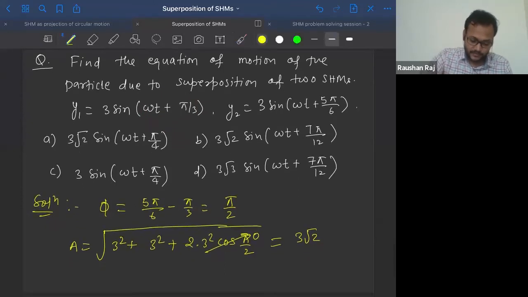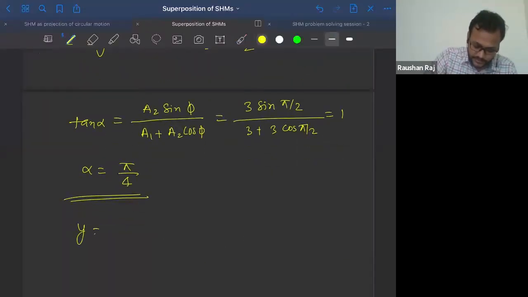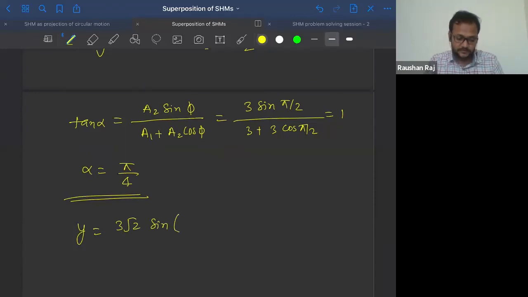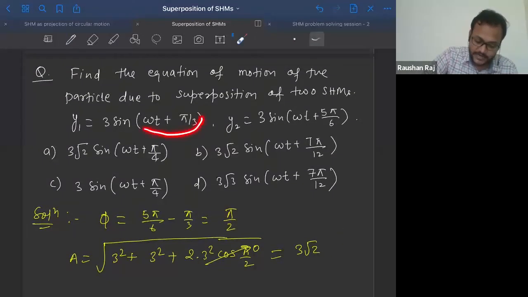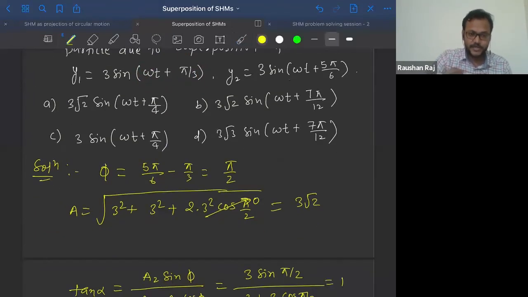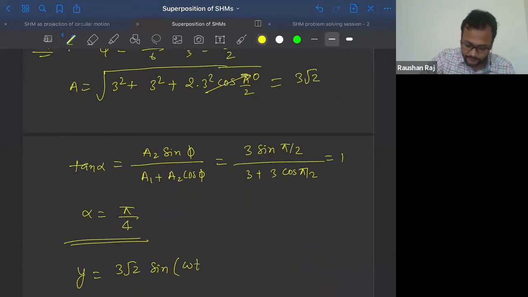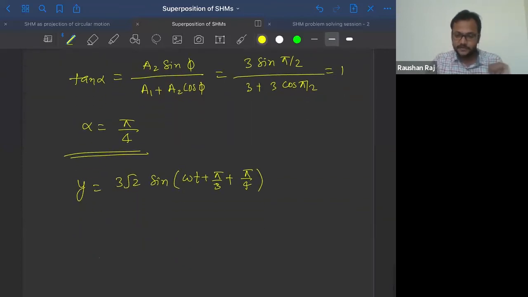So here y will be equal to 3 square root 2 into sine of... What is phase of y1? Phase of y1 is omega t plus pi by 3. So first write omega t plus pi by 3. Now plus angle alpha. What is alpha? Pi by 4. And when you simplify this, what is pi by 3 plus pi by 4? LCM will be 12. So you'll be getting 4 pi plus 3 pi divided by 12. That means 7 pi by 12.